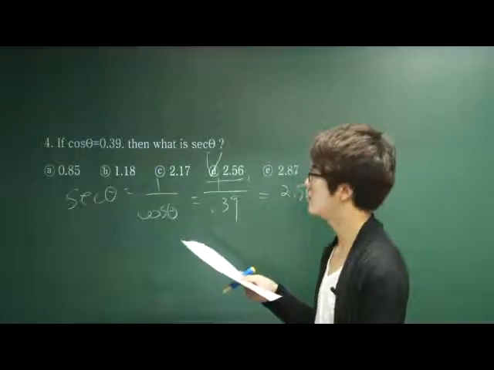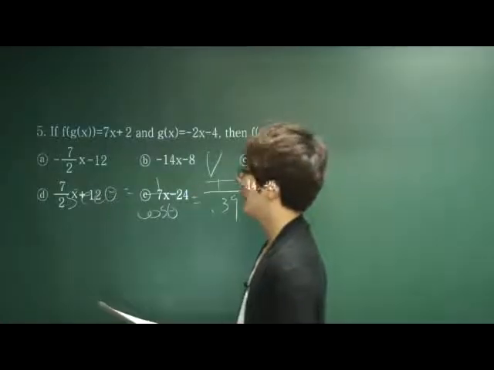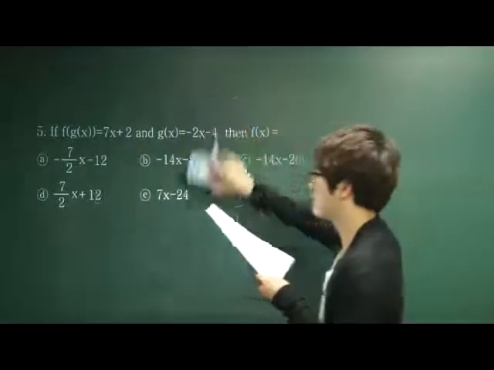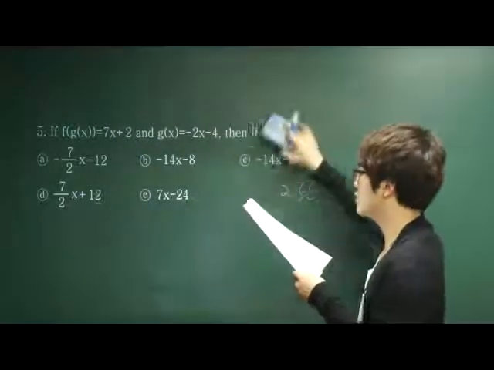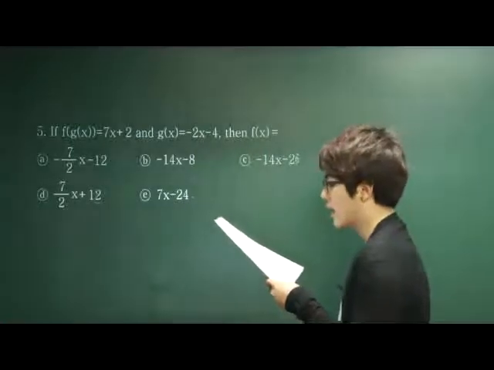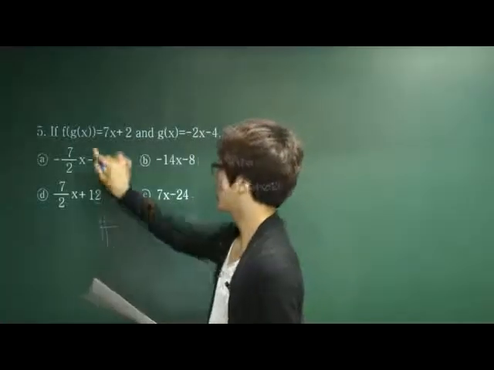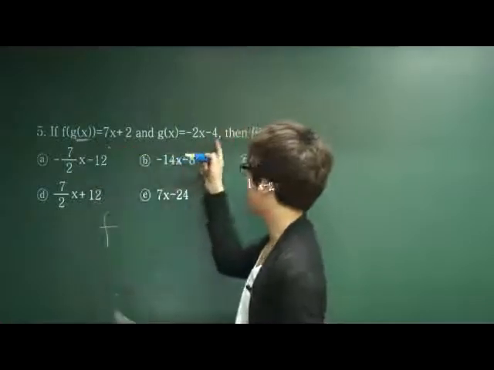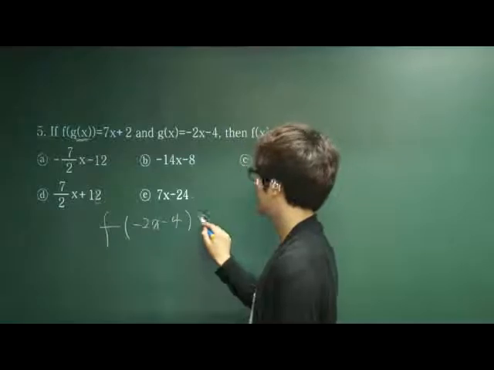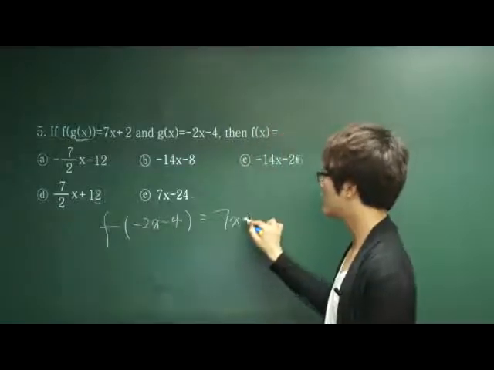Okay, let's move on to number 5. If the composition of f and g is equal to 7x plus 2 and g of x is equal to negative 2x minus 4, then f of x is... Okay, so for g of x, we are given negative 2x minus 4. So let's say negative 2x minus 4 has to be equal to 7x plus 2.